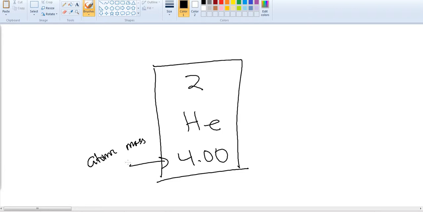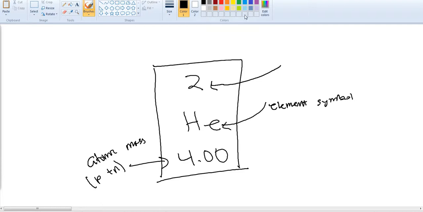Which is the number of protons plus number of neutrons. So, which is protons plus neutrons. This is the element symbol. And this is the atomic number, which is essentially the same thing as the number of protons.